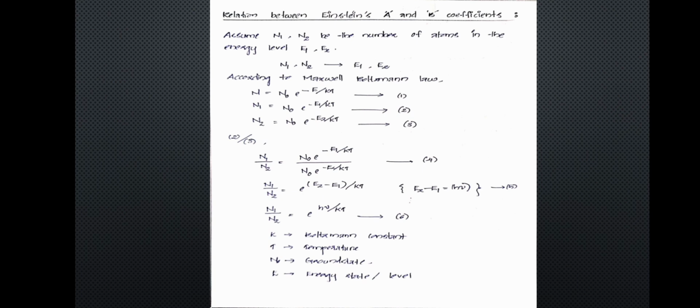By dividing the second relation by the third relation, we get N1 by N2 is equal to e raised to E2 minus E1 divided by kT. As E is equal to h nu, let's substitute the value here. So, N1 by N2 is equal to e raised to h nu divided by kT. From the relation, K is the Boltzmann constant, T is the temperature and E is the energy level. Then let's write the equations for stimulated absorption, spontaneous emission and stimulated emission.